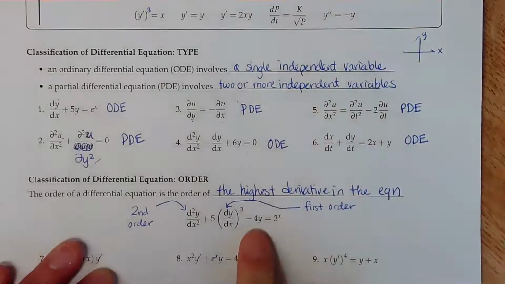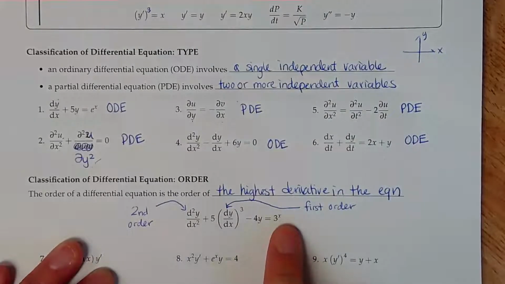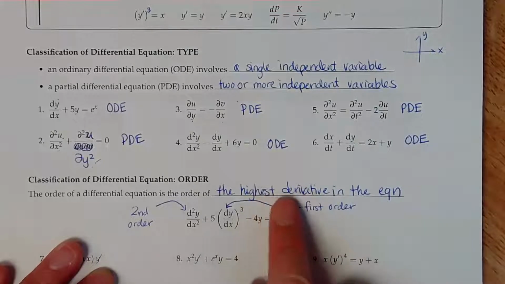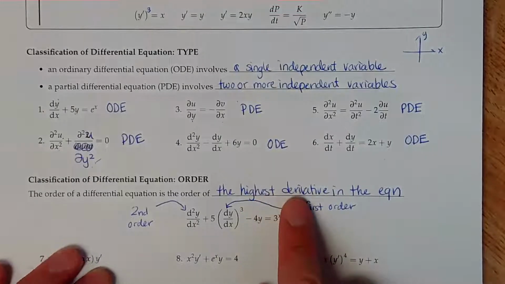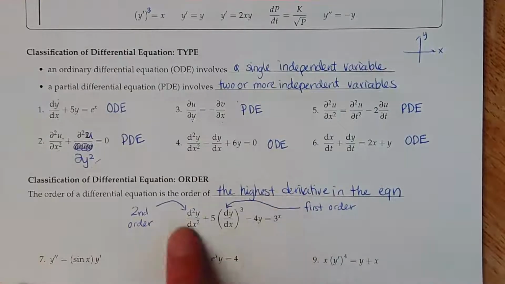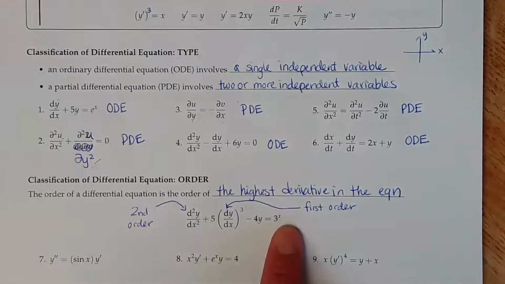Okay, and then this is not a derivative, and this is not a derivative here. So those are not relevant to figuring out the order, since the order is only related to the derivatives. We're looking for the highest order derivative. So that would be a second order. So this is a second order differential equation.